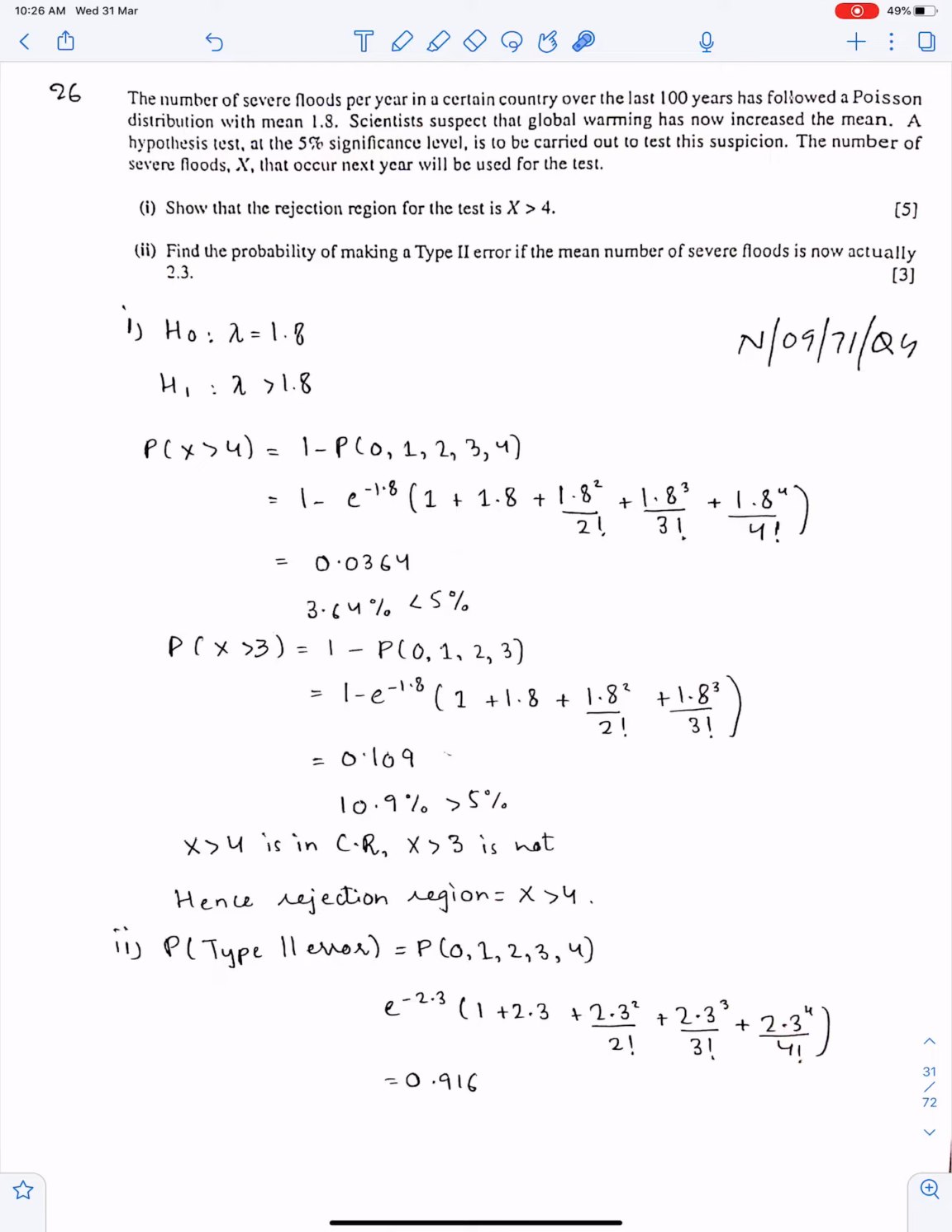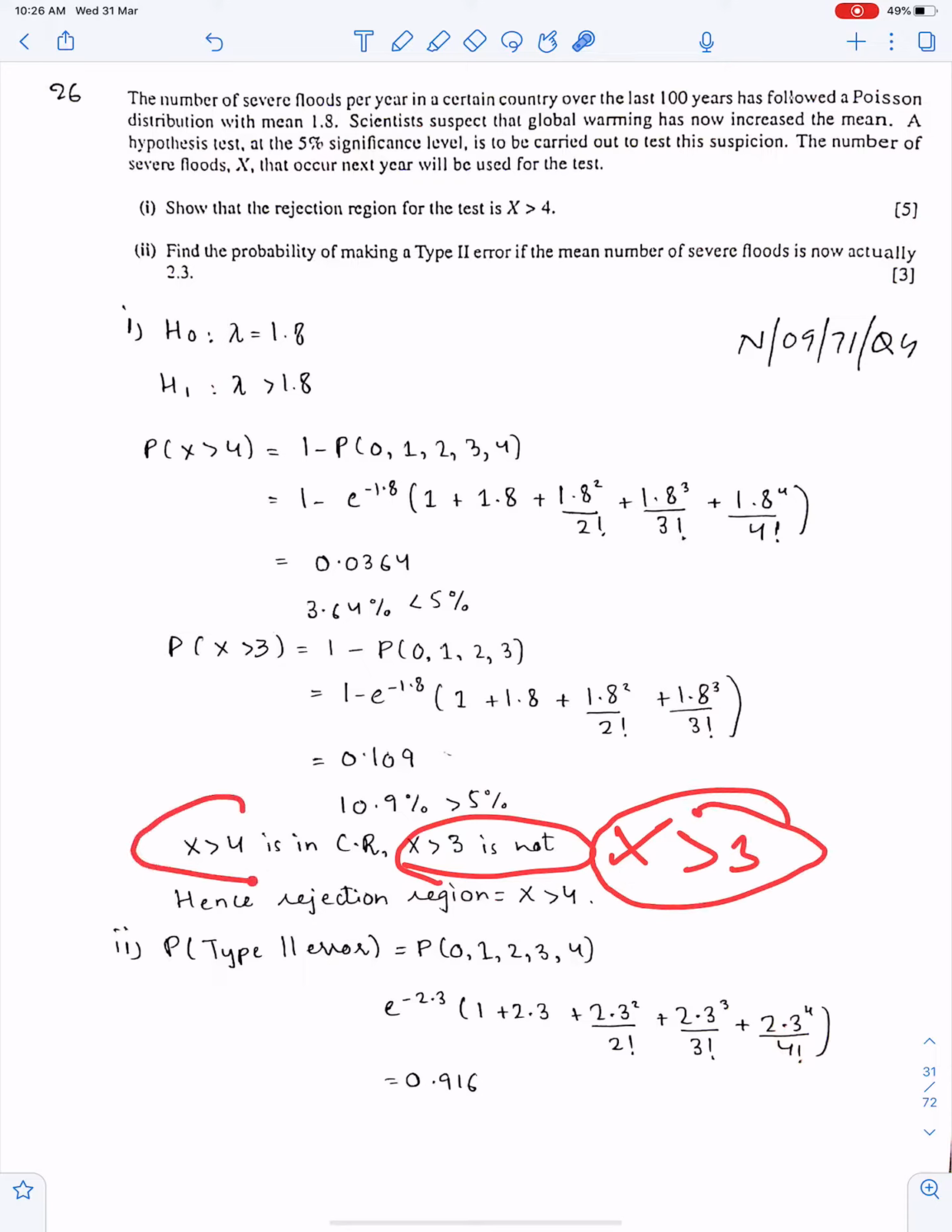We had to show that the rejection region is X greater than or equal to 4. So this probability is less than 5%. Now we have to check whether 3 is in the rejection region or not. X greater than or equal to 3. This probability is greater than 5%, since 3 is not in the critical and rejection region. So X equal to 3 is not in the critical region and X greater than or equal to 4 is in the critical region, hence shown. The critical region is X greater than or equal to 4.